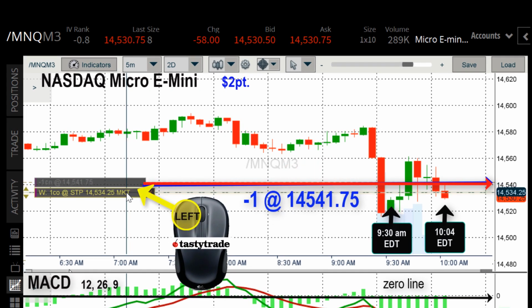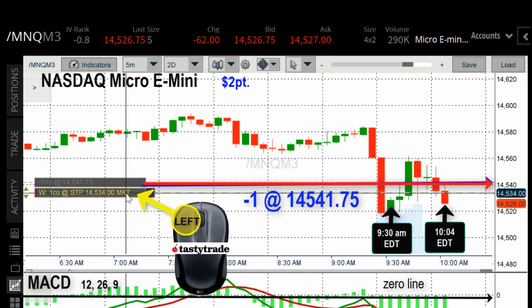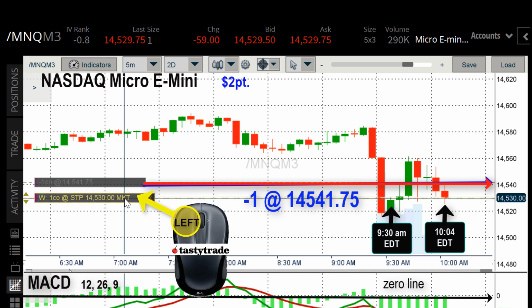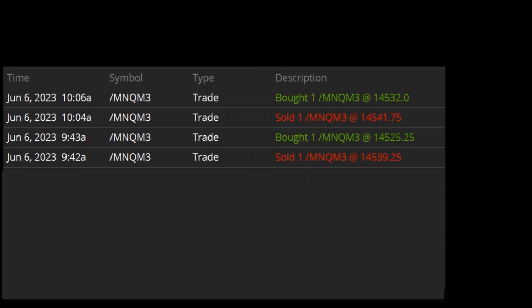We're getting down to the wire here. We're trading down to 14,534 right now, and I'm taking my tasty trade mouse, going down again, trying to capture some money here, and I'm stopped out. Let's count the money.